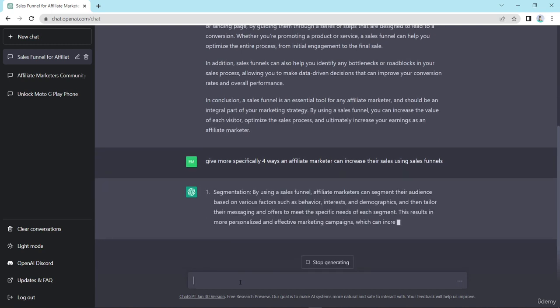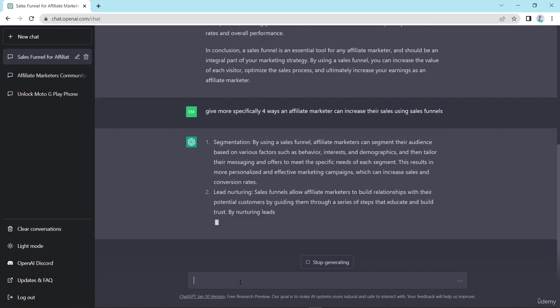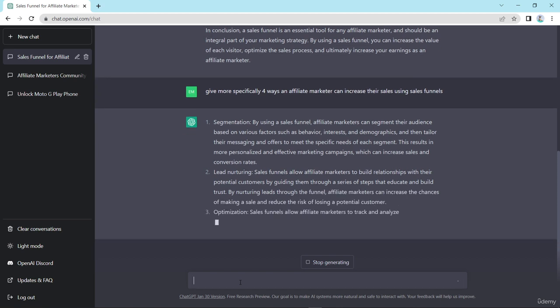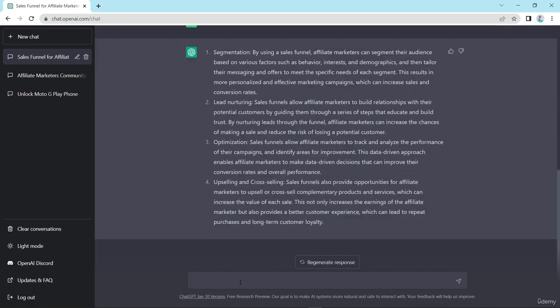So here ChatGPT gave me four ways. Way one, segmentation. By using a sales funnel, affiliate marketers can segment their audience based on various factors such as behavior and interest. Also lead nurturing, optimization, and upselling and cross-selling, right? A sales funnel also provides the opportunity for affiliate marketers to upsell or cross-sell complementary products and services, which can increase the value of their sales.